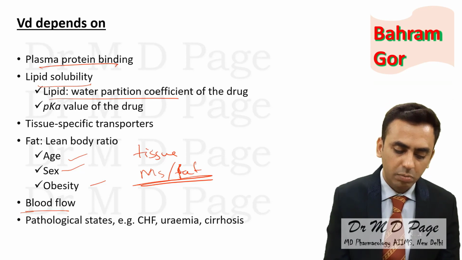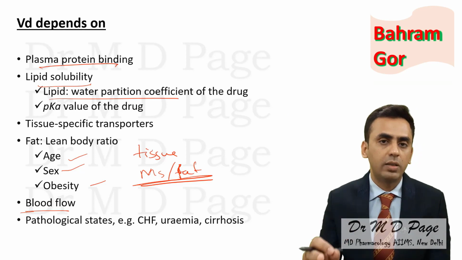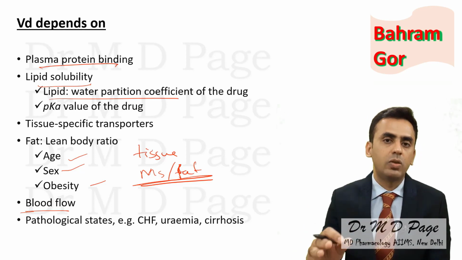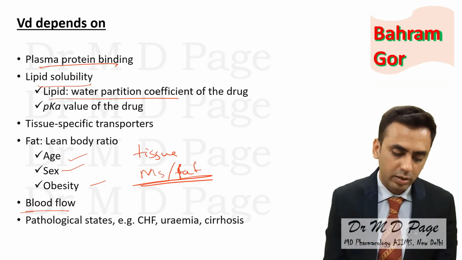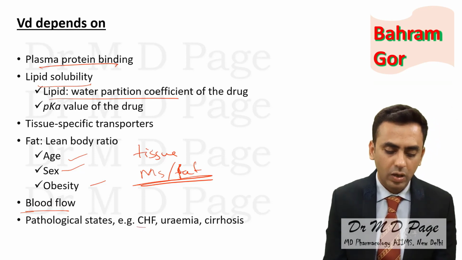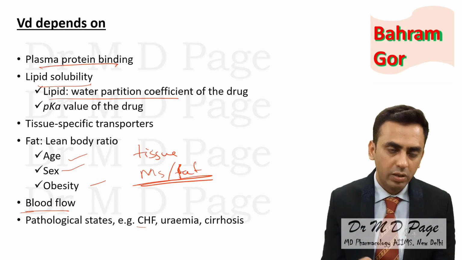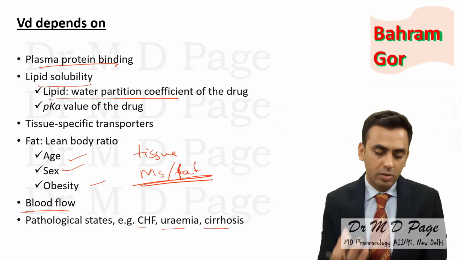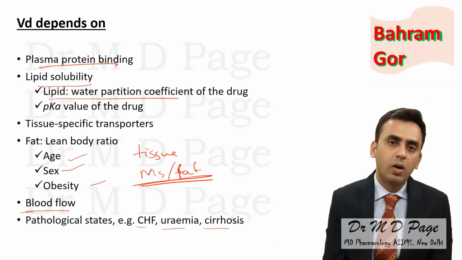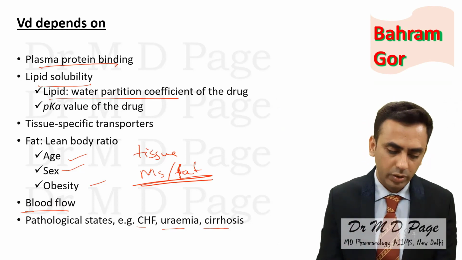Okay. Blood flow, is it dependent on blood flow? Yes, where I said in case of redistribution, high blood flow organs get the drug immediately, but later on the drug is withdrawn from the high blood flow organs to the low blood flow, high capacity organs. Now in pathological states, what will happen? For example, in congestive heart failure, there will be change in intravascular and extravascular fluid, hence the VD will change. In uremia and cirrhosis, also because of plasma protein binding and many other factors, metabolism also comes into action. All these will lead to alterations in volume of distribution. Okay.